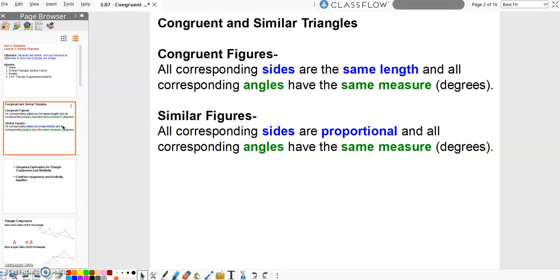So we have congruent and similar triangles. Congruent is basically the triangles are equal to one another. Think of twins, brother and brother, they're the same. Similar figures have sides that are proportional and angles that are equal. That would be something like a younger brother and an older brother. Very similar, but not exactly the same. The biggest thing is the sides are different. Angles will always be the same in both congruent and similar, but sides will be different.